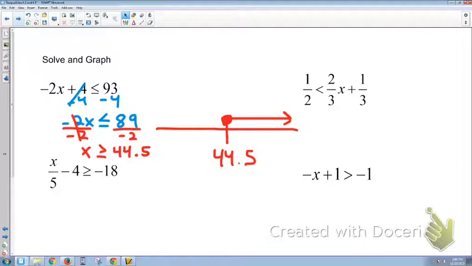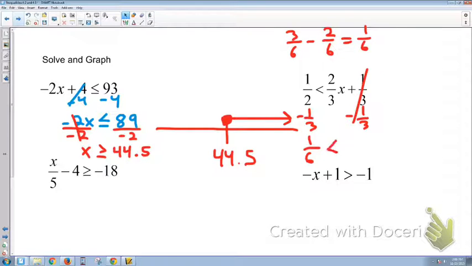Coming over to the left one here, I want to undo this 1/3 by subtracting 1/3 from both sides. So that goes to 0, and I'm left with, let's see, 3/6 minus 2/6. And so that means that is equal to 1/6. Not a big deal there. So that's 1/6 is less than 2/3 times x.